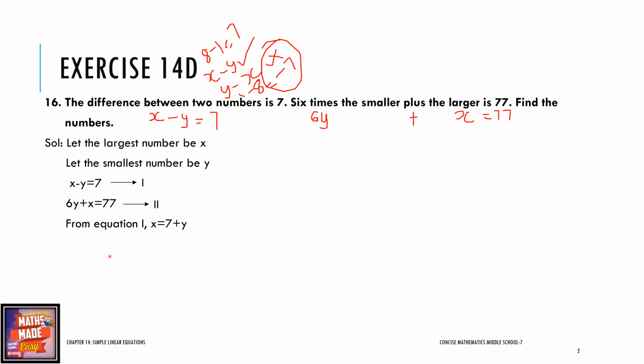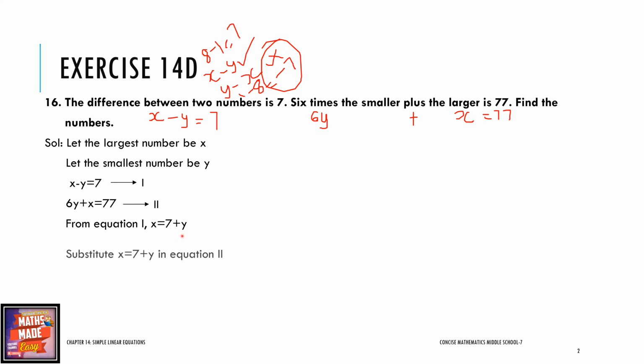Now, to find x and y, you can either substitute the first in the second or the second in the first. Anything you can do. But to make our work easier, I am substituting this value over here. I have changed x minus y is equal to 7 as x is equal to 7. When y comes on the other side, it becomes plus. So x is equal to 7 plus y. Here I have just derived the x value.